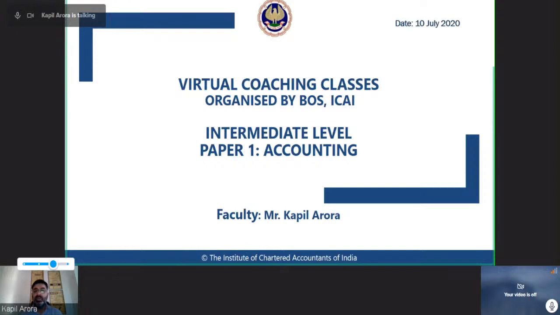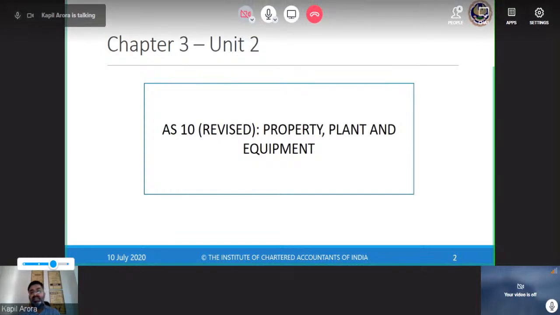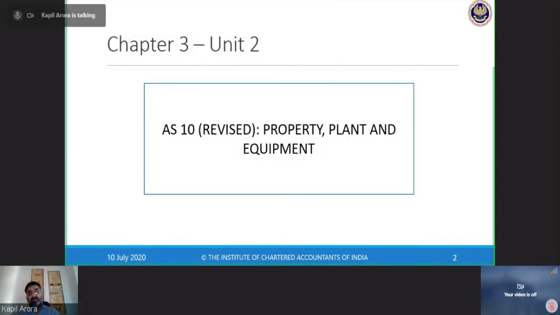So today we are going to discuss AS10 revised, which is property, plant and equipment. When I say revised, it was revised in the year 2018. It has recently been revised because many of these standards like AS2, AS10 are getting aligned towards Ind AS, so that those companies which are not following Ind AS should be following accounting which is very, very close to Ind AS, right?